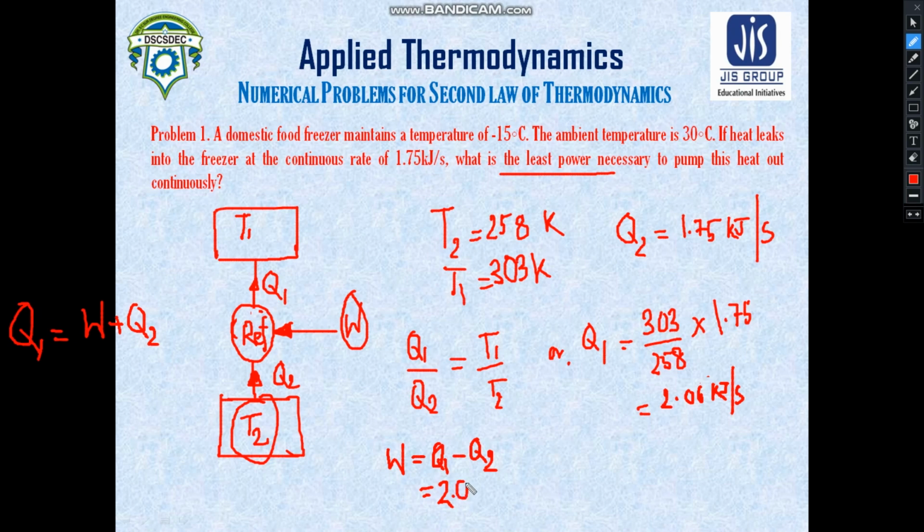That means 2.06 minus 1.75. That gives ultimately 0.31 kilojoule per second. Okay, so the trick in this problem was this word. What is the least power necessary? So you must understand it is referring to a reversible case.